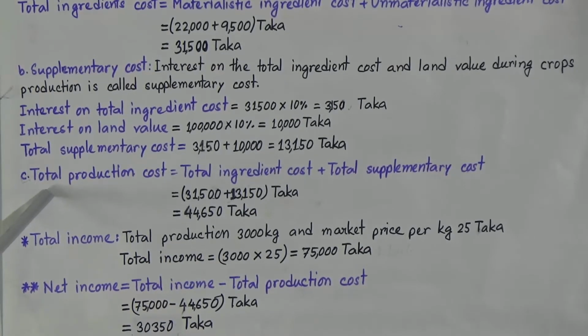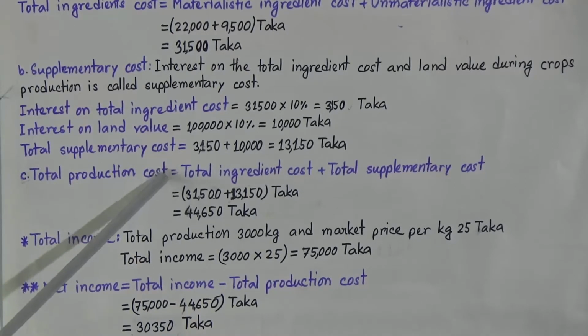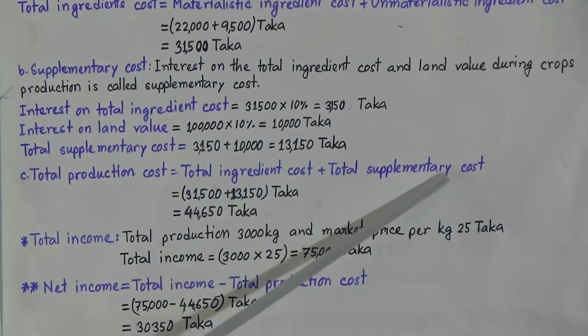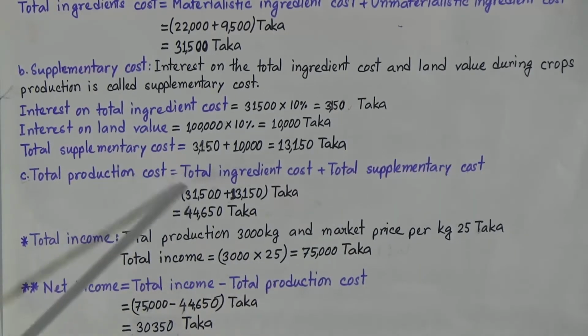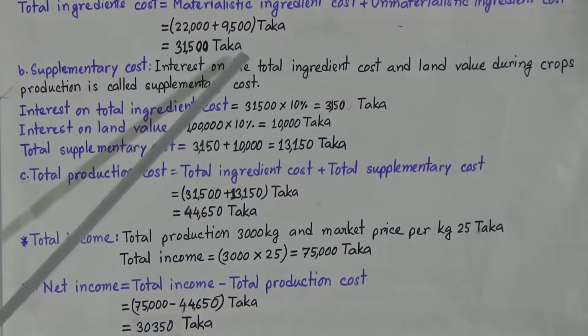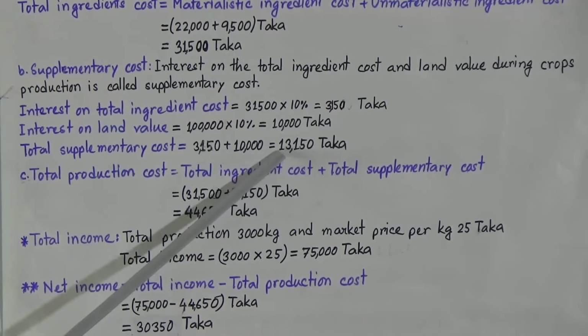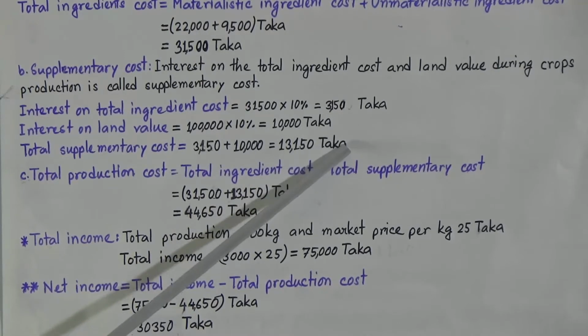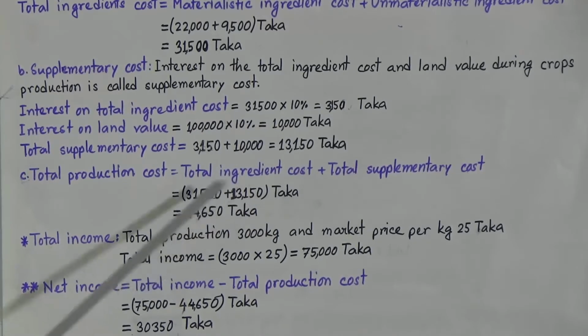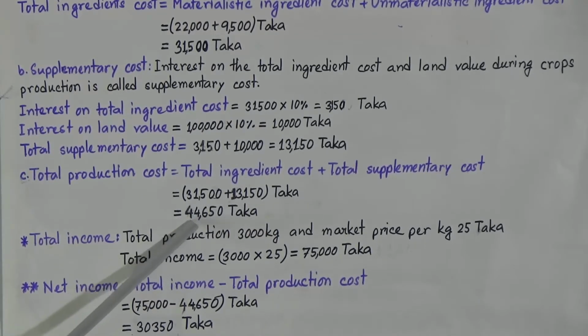Now we will find out the total production cost. Total production cost is the sum of total ingredient cost and total supplementary cost. So total ingredient cost is 31,500 taka and total supplementary cost is 13,150 taka. We have found it earlier. Now we will add these two numbers and it is 44,650 taka. So this is our total production cost.